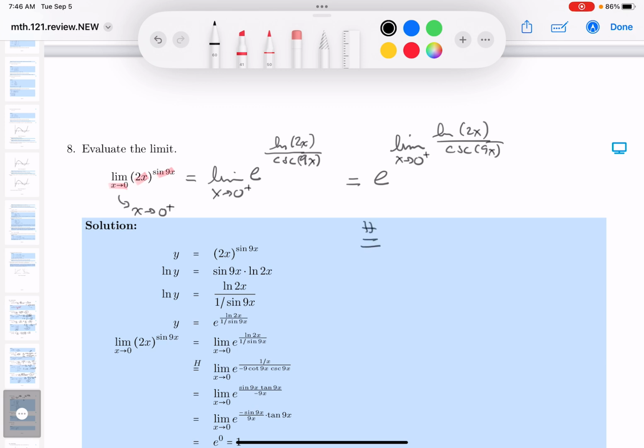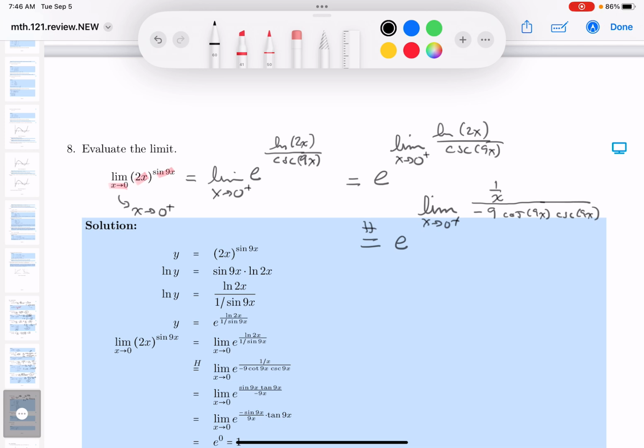And I'll put e down. I'll put the limit down, x goes to 0 from the right. And I have to be careful here. Let's take a look. The derivative of the natural log is going to be 1 over 2x times 2, which is just 1 over x. And the derivative of the cosecant is going to be, let's see, I'm going to get a 9 there, certainly, because I can use the chain rule. And then cotangent, and then cosecant. It looks awful.